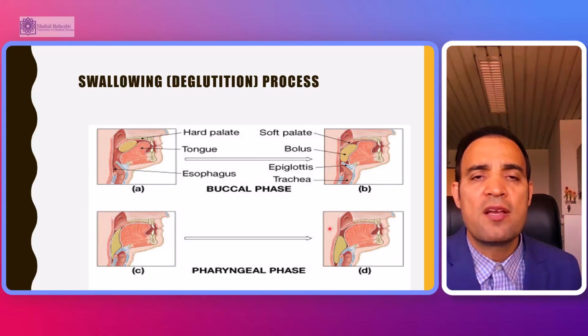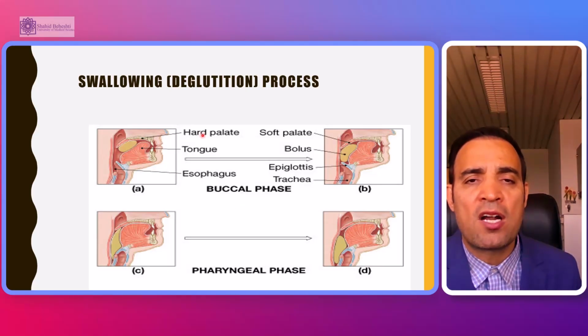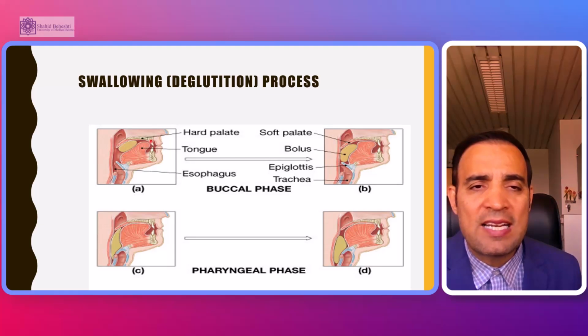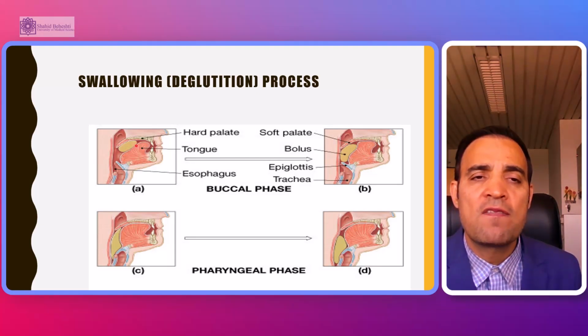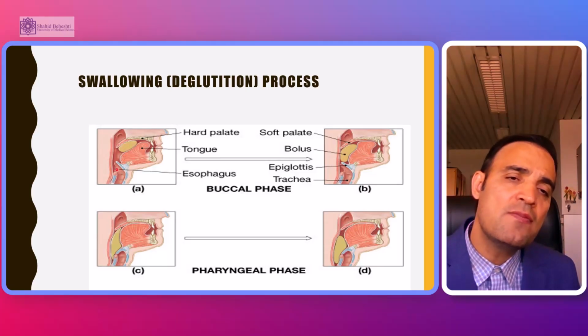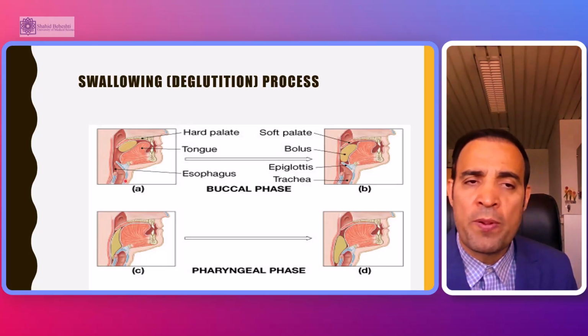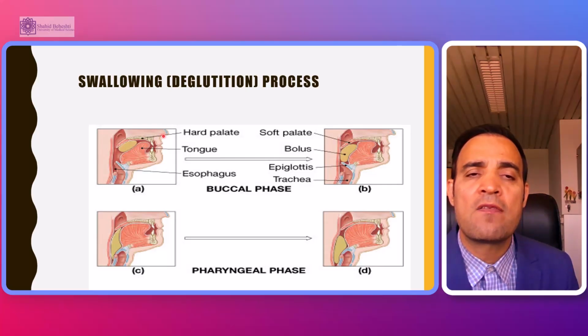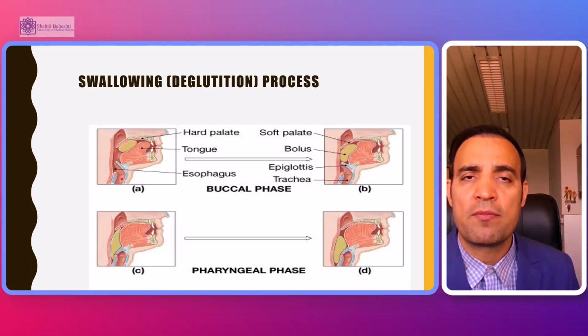In figure A, you see that we have a hard palate in the mouth, and this is the tongue. The contraction of the tongue will push this food backward into the pharyngeal area. At this stage, as you see, the airways are open, and we are breathing normally before this stage.